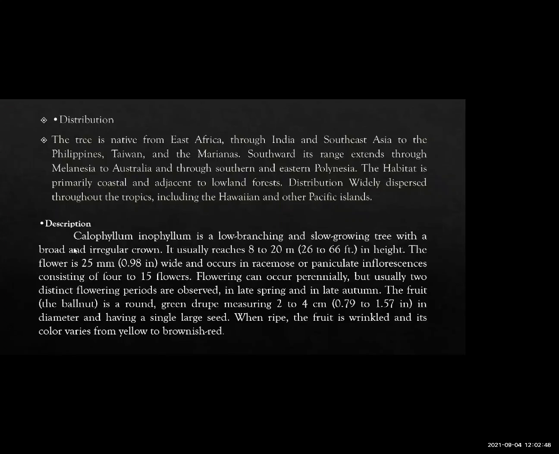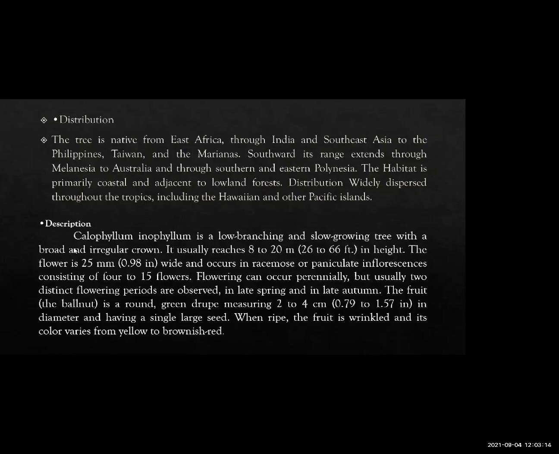Southward, its range extends through Melanesia to Australia and through southern and eastern Polynesia. The habitat is primarily coastal and adjacent to lowland forest, distributed widely throughout the tropics, including Hawaii and the other Pacific islands. Description.